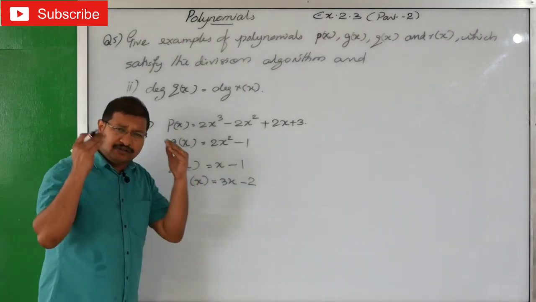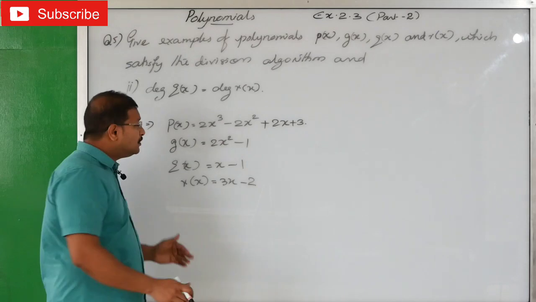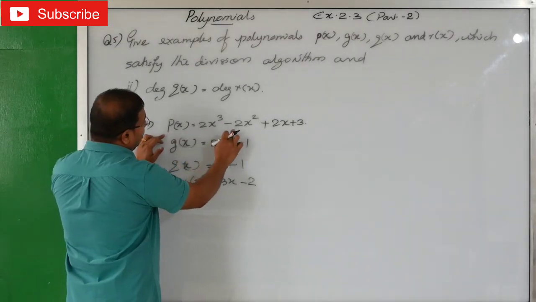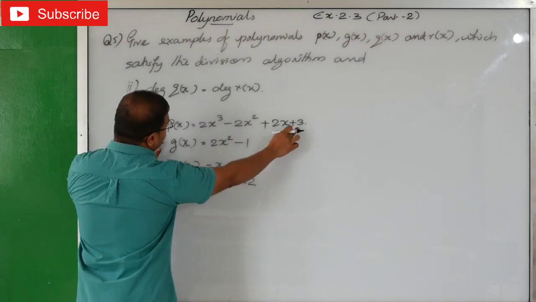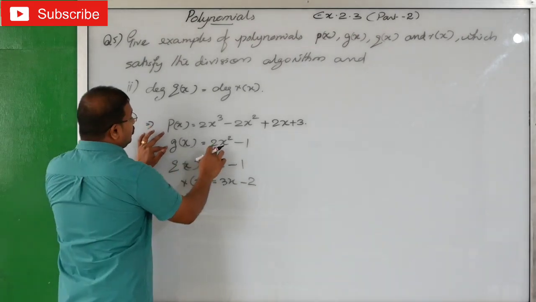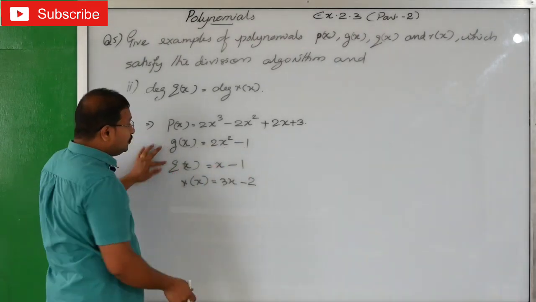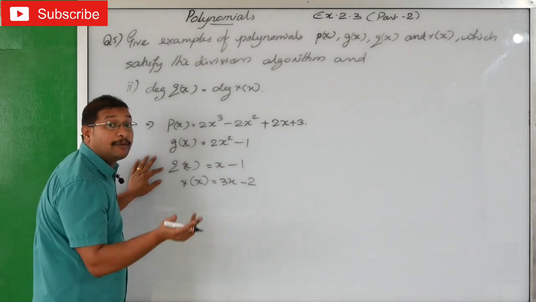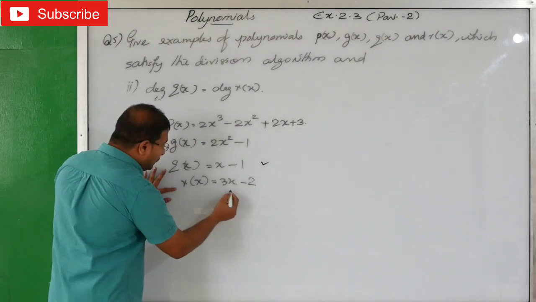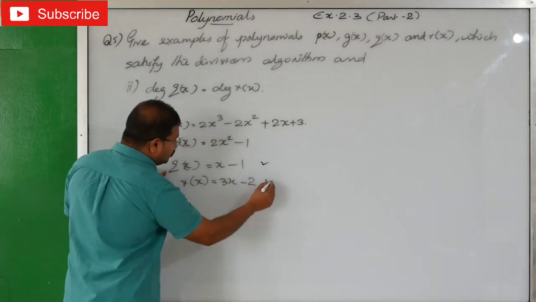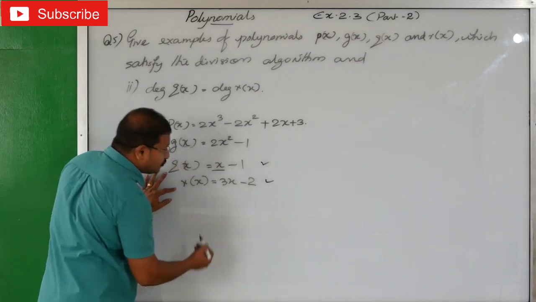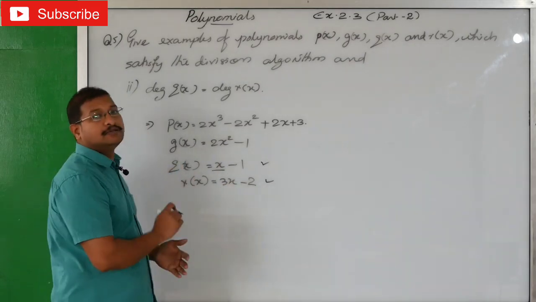So we can take any polynomials, up to you, but the condition should be satisfied. So I am taking p of x equals 2x cube minus 2x square plus 2x plus 3. Then we are taking as a divisor 2x square minus 1. So when you use this to divide, what will happen? The quotient will be x minus 1. And after that, the remainder you are getting is 3x minus 2. That means you see here x, the power is 1. Here 3x, its power is 1. That means these two degrees are the same.